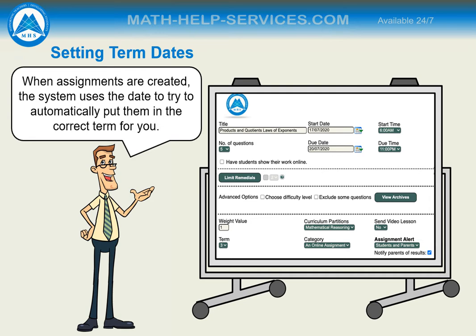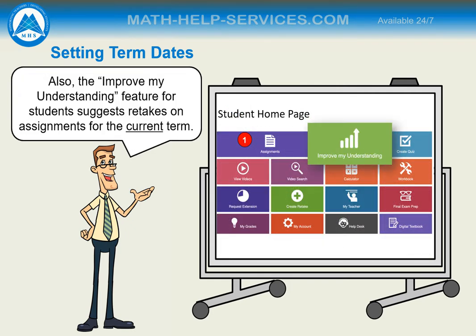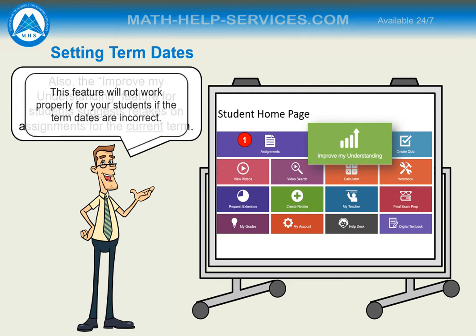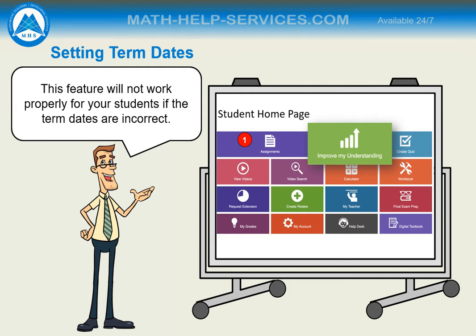When assignments are created, the system uses the date to try to automatically put them in the correct term for you. Also, the Improve My Understanding feature for students suggests retakes on assignments for the current term. This feature will not work properly for your students if the term dates are incorrect.